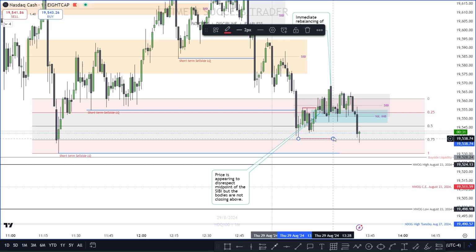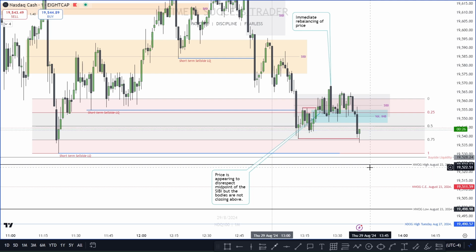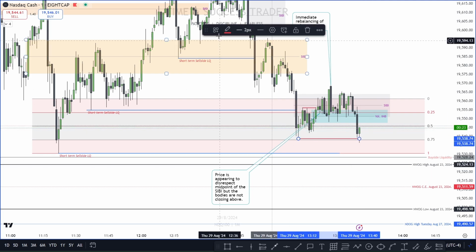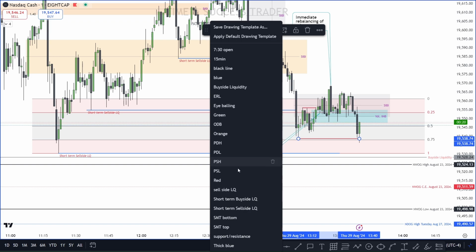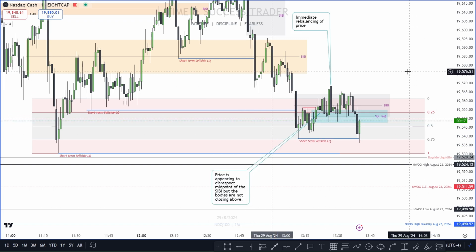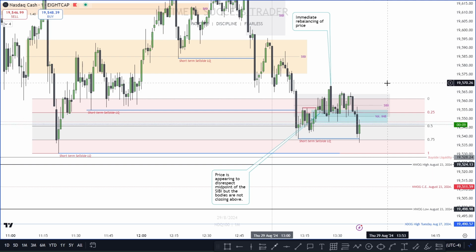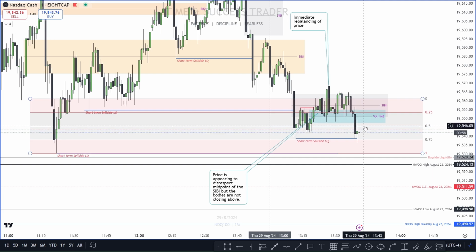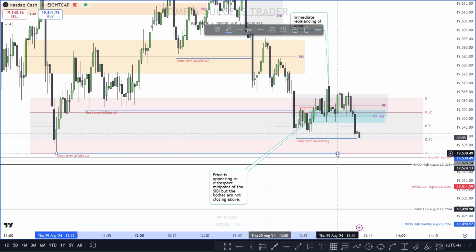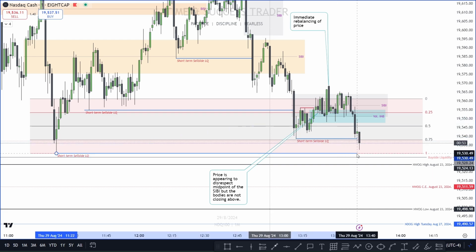Alright, so this sell side liquidity was taking a short term sell side. That was taken, and then immediately we have price pushing back to this area. Also, we have this 50% of the week. We're paying attention to that. We did say eventually we want it to come down here.